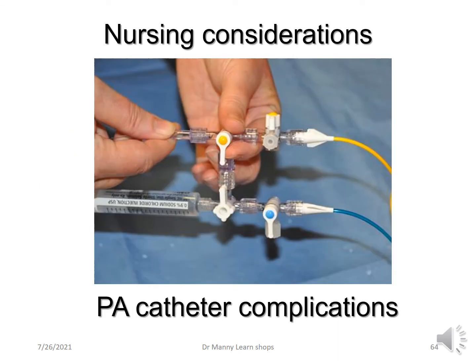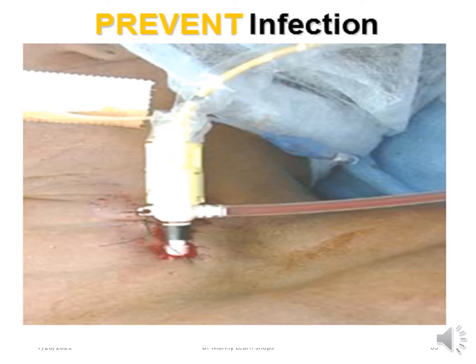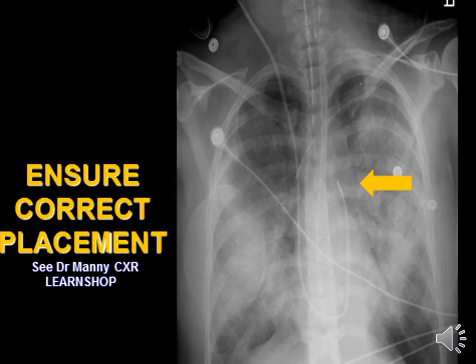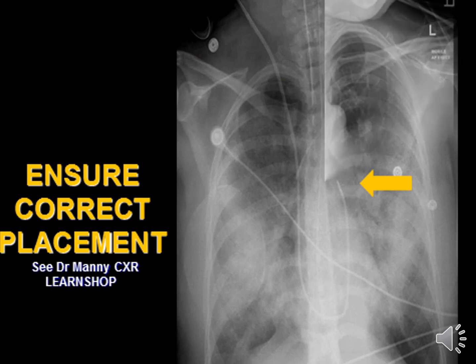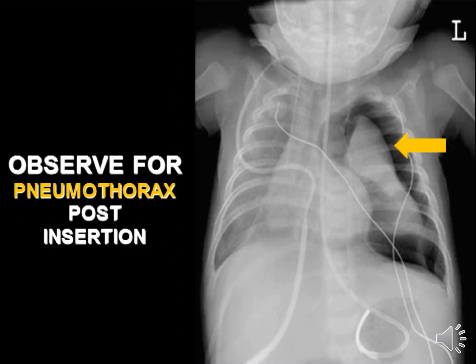So what are some of the nursing or care considerations that you think about when using a pulmonary artery catheter? What are some of the complications? Complications, your nursing considerations or care considerations should include preventing infection, observing for a hematoma, ensuring correct placement. Look at the chest X-ray. Incorrect placement. Observe for pneumothorax post-insertion.